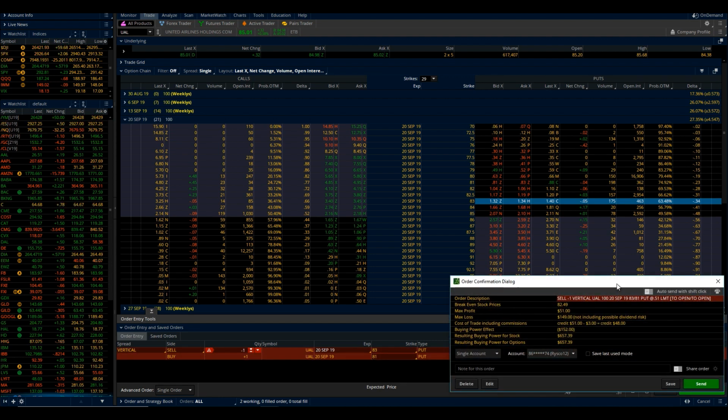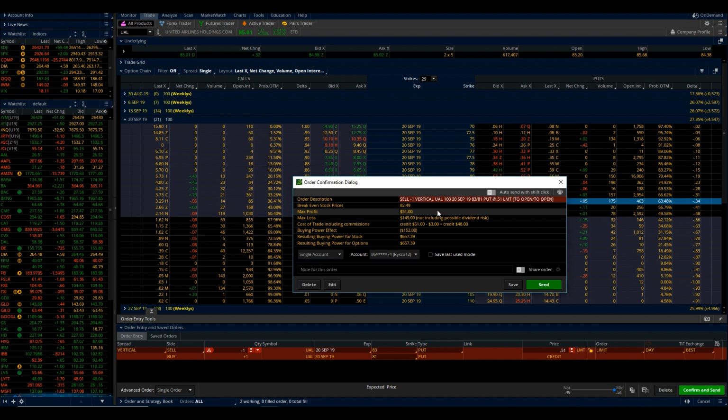If I collect 51 cents, that's the most I can make on the trade. That's my maximum profit potential. My maximum loss is $149. Now, why would I take a ratio where I'm risking almost 3 to make 1? Doesn't really make sense at initial glance, right? Here's why I like this trade.